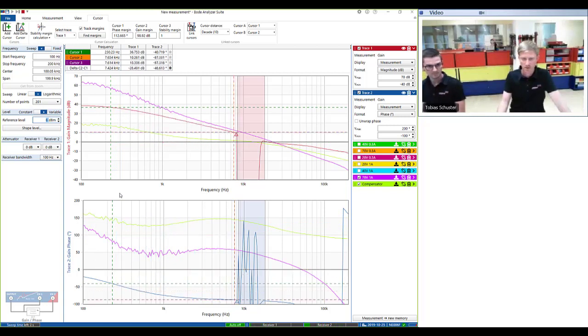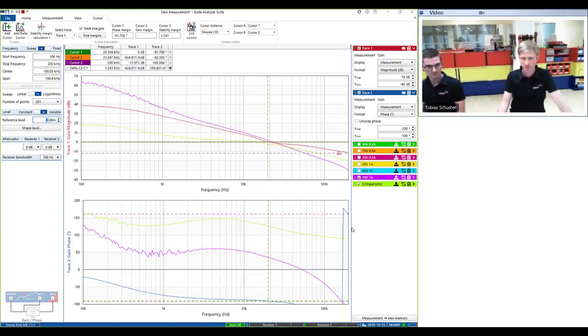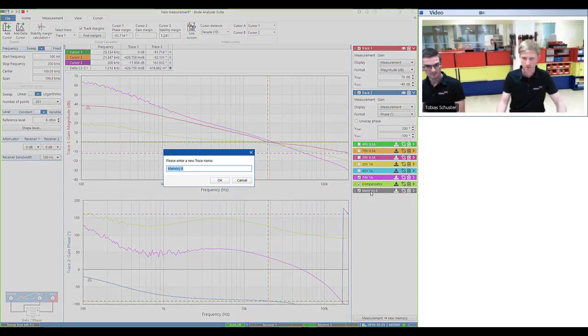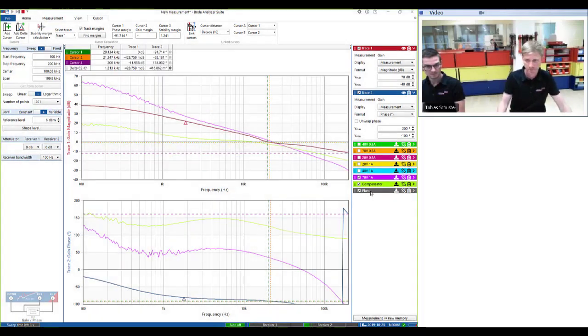Okay, and that's the plant measurement. And now I need to check if I didn't use too much signal level. Gonna store that to the memory and call it plant. And then I'm gonna reduce the level a little bit to see if something changes.